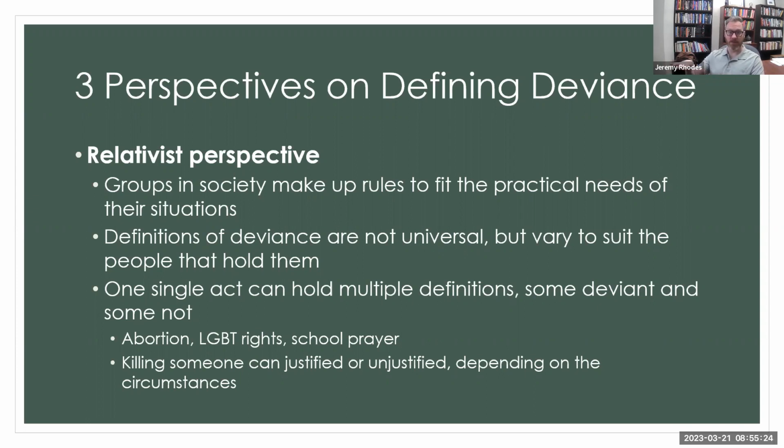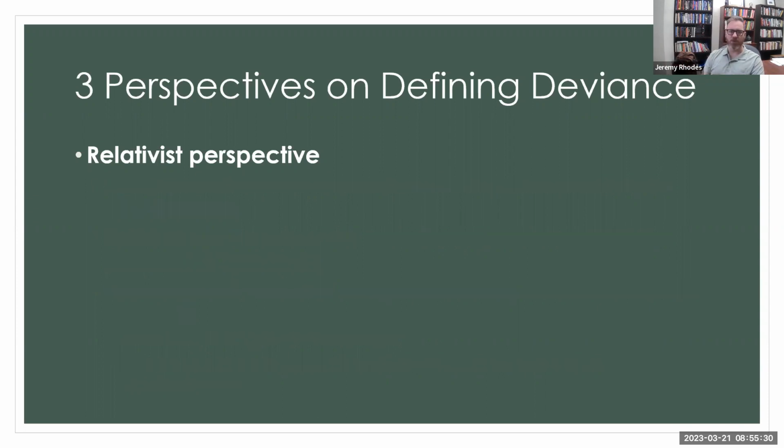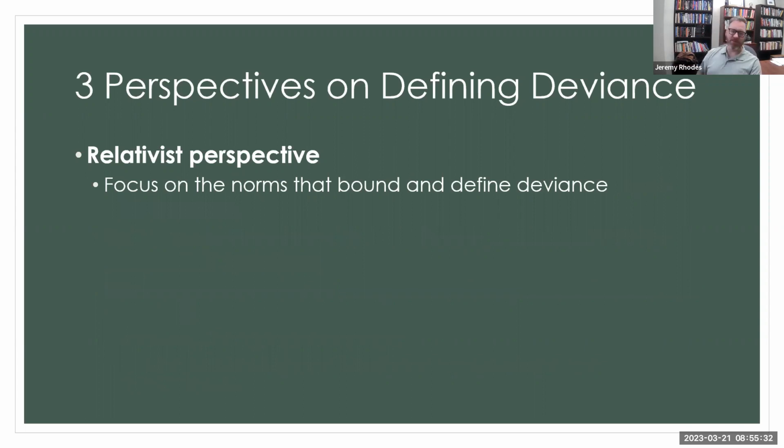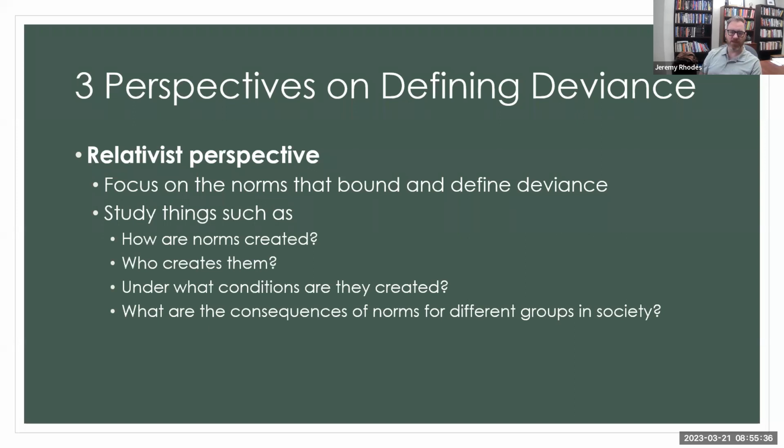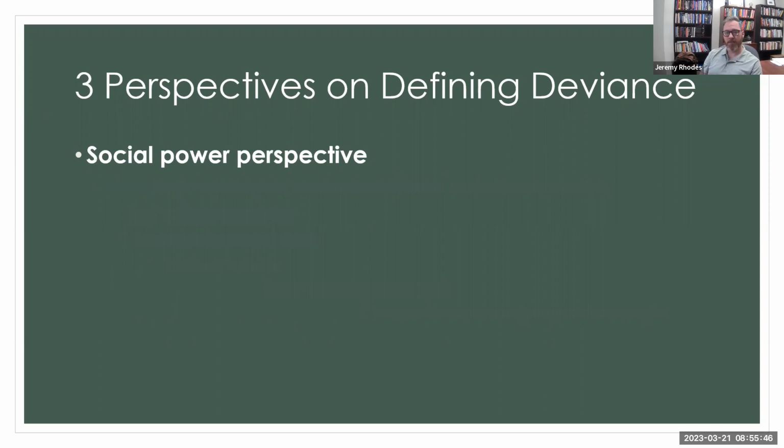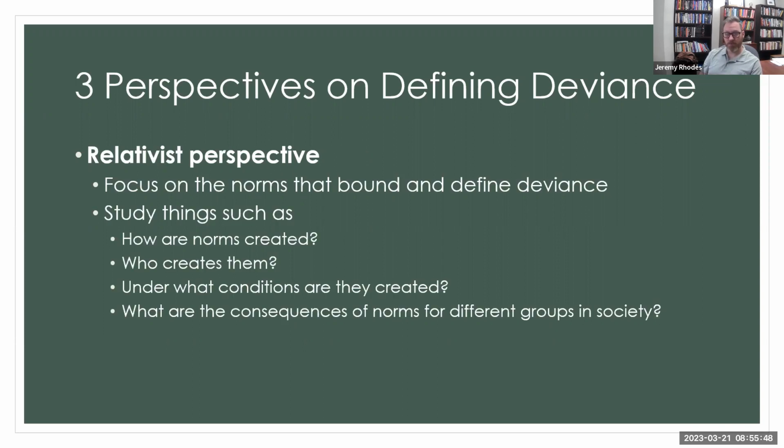So the relativist perspective says the state of deviance is caused by social circumstances. There's a focus on the norms that bound and define deviance. And so we might study things like how are norms created, who creates them, under what conditions are they created, what are the consequences of norms for different groups in society. And as I said before, this is an important perspective that we'll be dealing with here in this class.